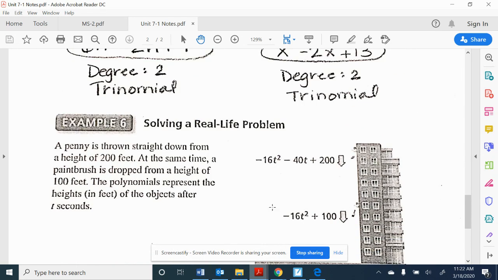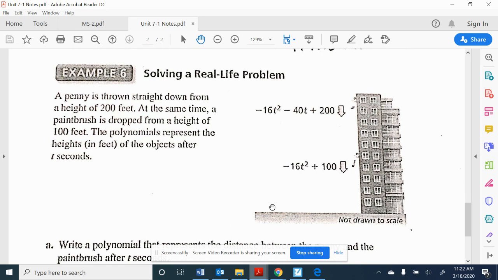All right. Now we have a real life problem. A penny is thrown straight down from a height of 200 feet. At the same time, a paintbrush is dropped from a height of 100 feet. The polynomials represent the heights in feet of the objects after t seconds. So if I asked you after 1 second, where is each object? I would replace t with 1, and that would be the height.